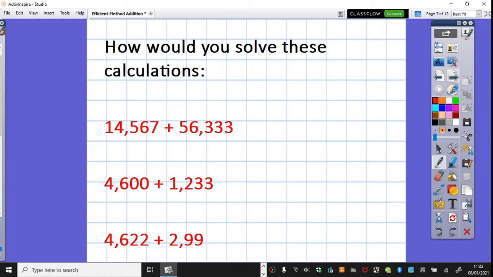So I want you to have a look at these 3 calculations. 14,567 add 56,333. 4,600 add 1,233. And finally 4,622 add 299. Maybe think about how you would go about solving these calculations. Which one do you think is the easiest and why? It might not necessarily just be the one with the smallest numbers. Explore that for a couple of minutes if you wish to pause the video.